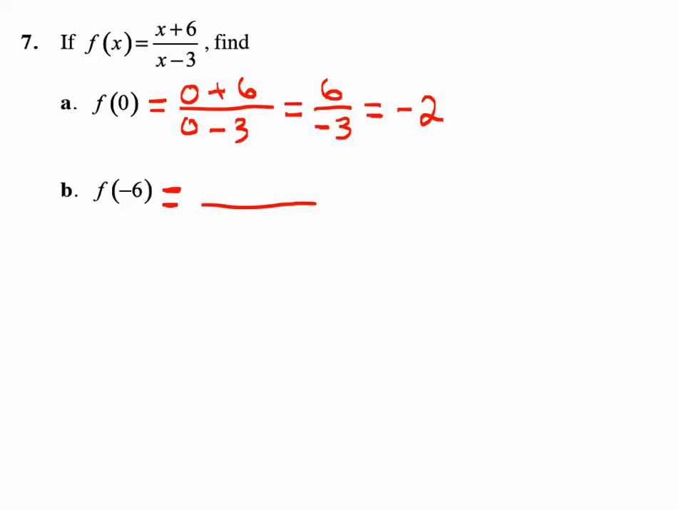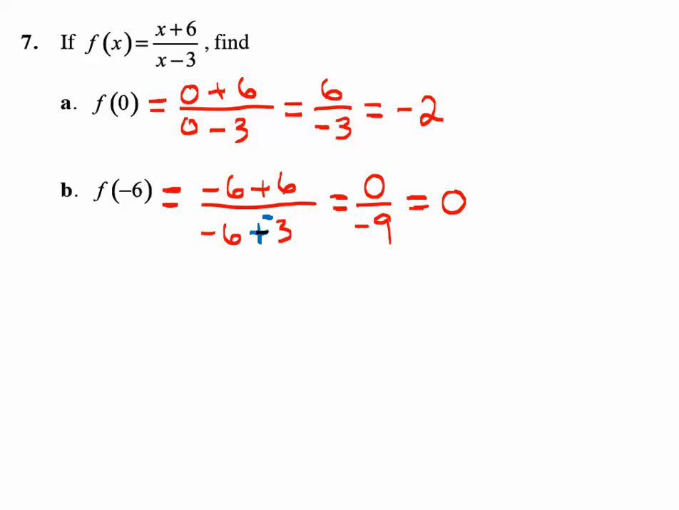-6 plugged in. So -6 plus 6 on top, -6 minus 3 on the bottom. So what do I have here? Yeah, 0 on top, -9 on the bottom, right? Is that still okay to have as a fraction? Yeah, just 0, right? You can have 0 on top of a fraction. You can't have 0 on the bottom of a fraction.